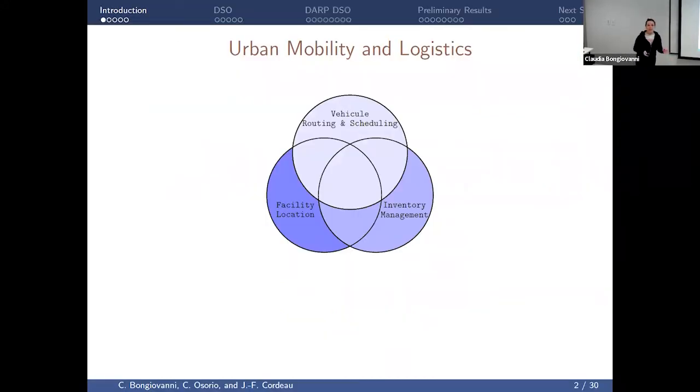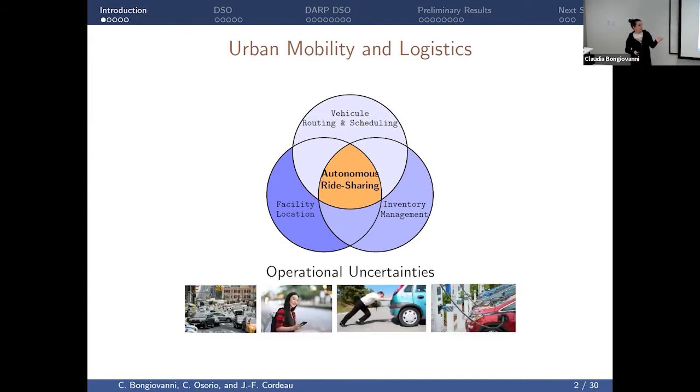In urban mobility logistics, as we know, there are three main classes of problems that we frequently solve in supply chain and also in transportation, namely facility relocation problems, but also vehicle routing and scheduling and inventory management. So when we bring all of these classes of problems together, we have autonomous ride sharing. What happens in autonomous ride sharing, as for many other problems in supply chain and logistics, is that we have a lot of uncertainties in reality.